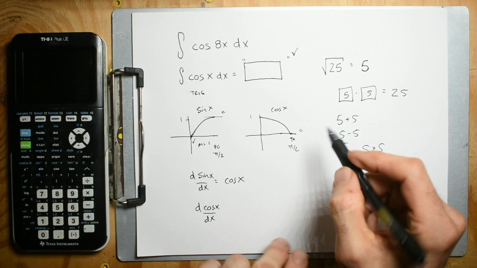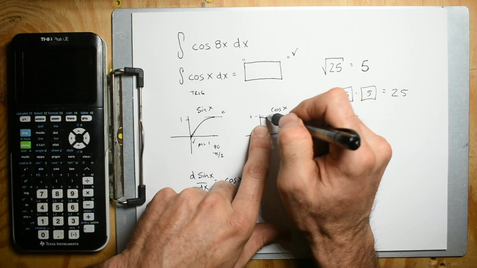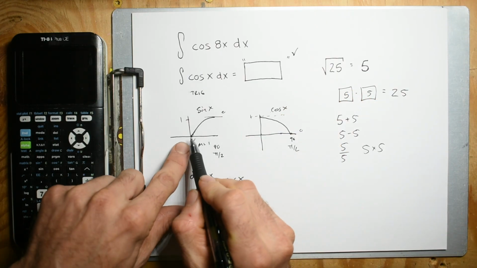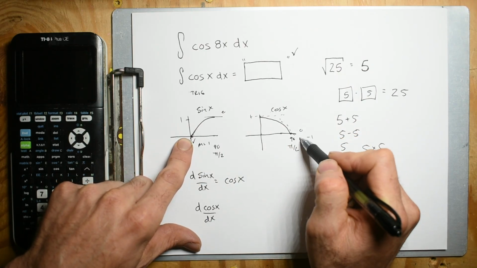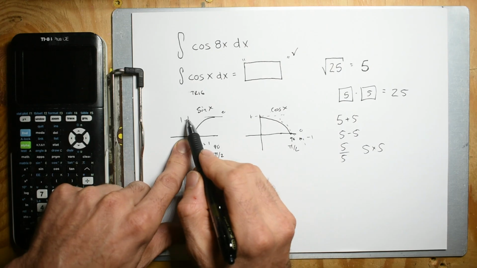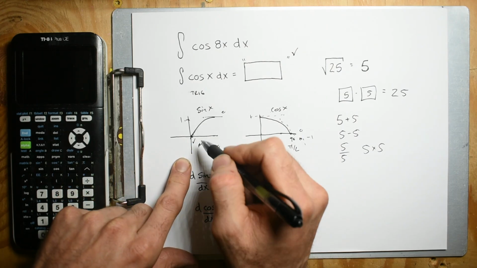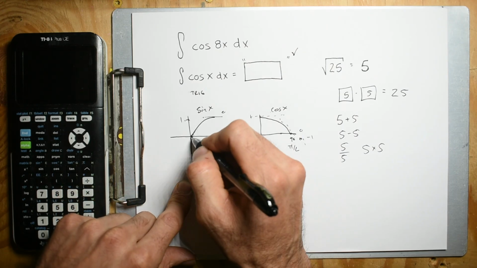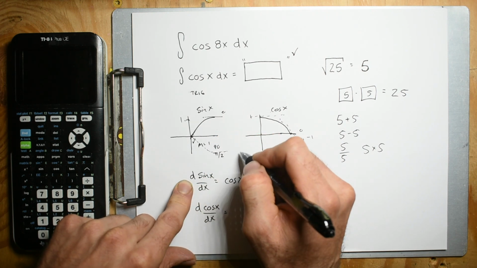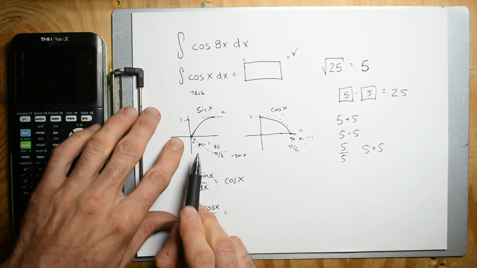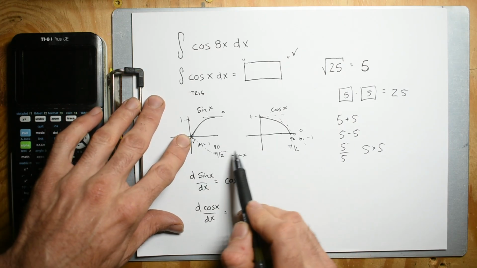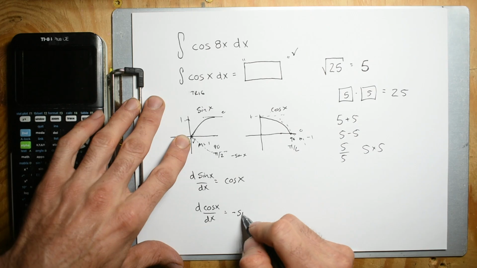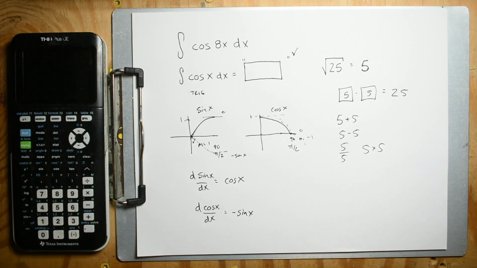And this one you have to be careful of. The slope right here is 0, and sine x is 0. But the slope right here is negative 1, and sine x is positive 1. But we could just do the reflection of it. This is negative sine x. Slope of 0, this is 0. Slope of negative 1, this is negative 1. So this is sine x.